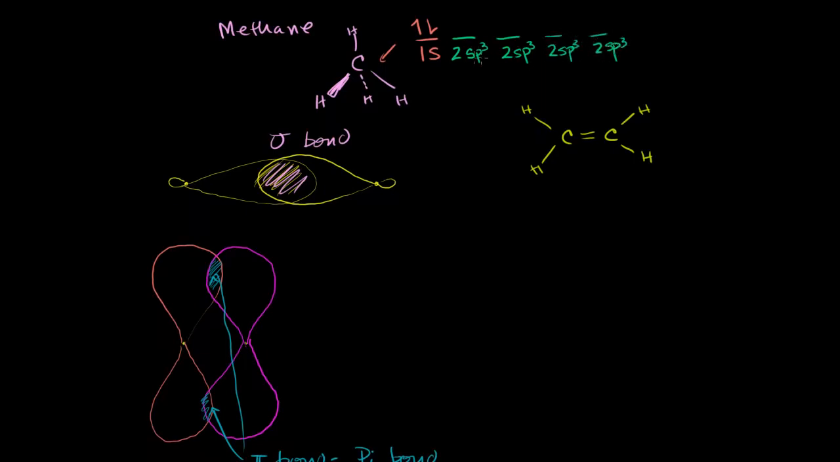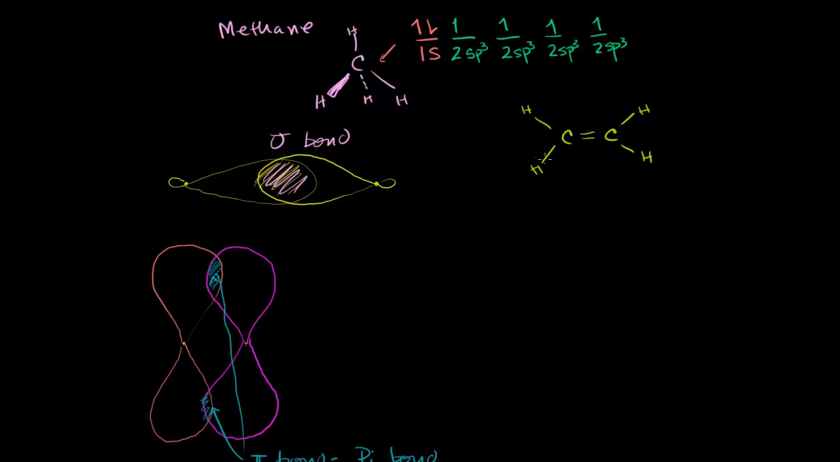sp3. Normally, when carbon's sitting by itself, you would expect a 2s here, and then you'd have a 2p in the x direction, a 2p in the y direction, and then a 2p in the z direction. But we saw in the last video, they all get mixed up, and they all have 25% s character and 75% p character when carbon bonds in methane. And then the electrons kind of separate out in that situation.